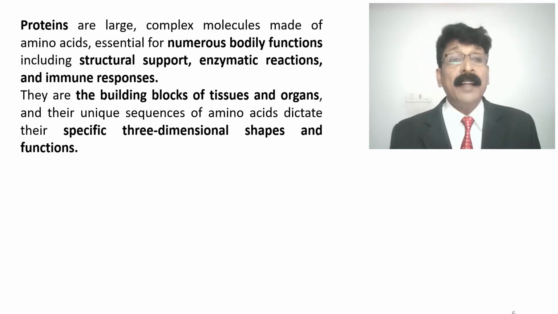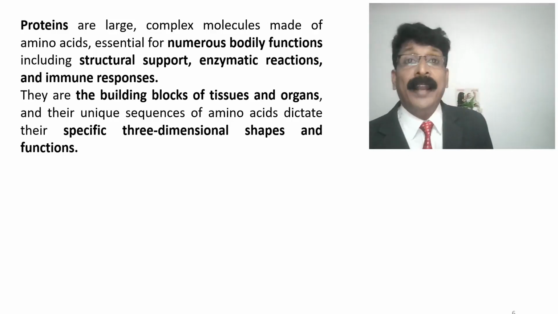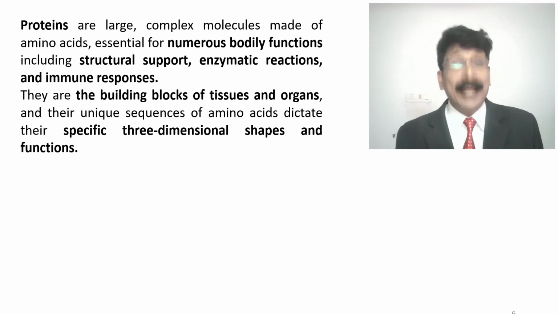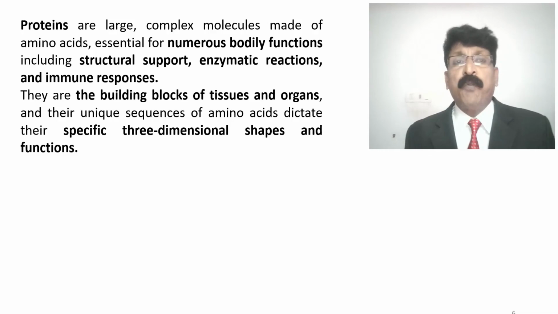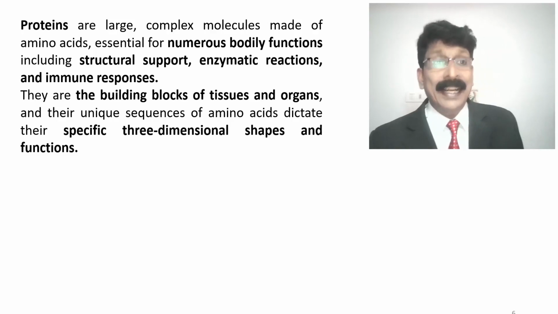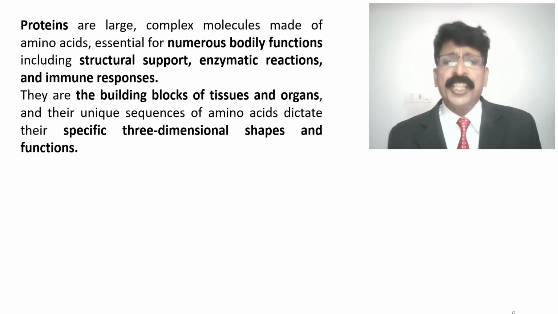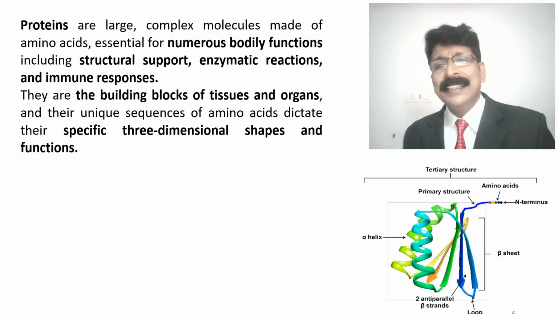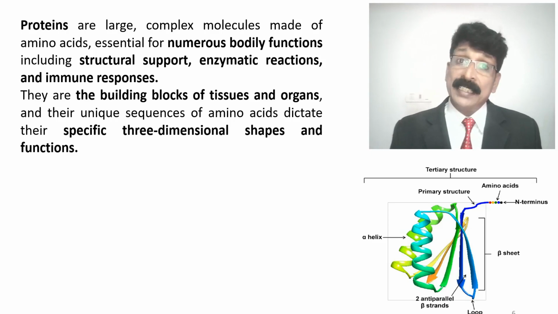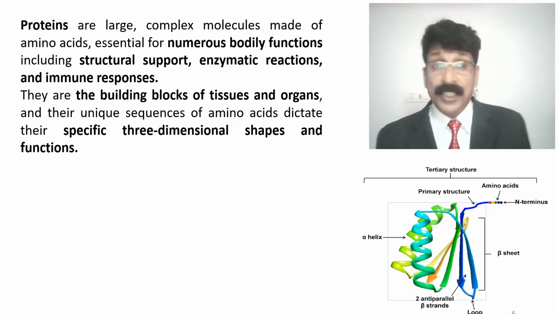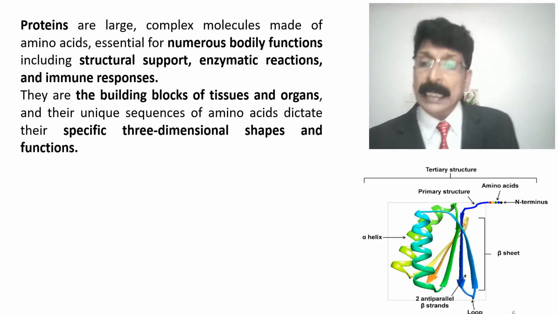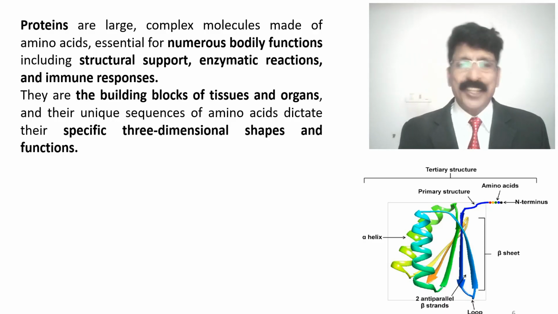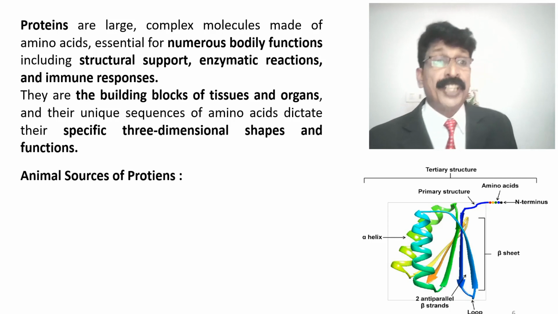They are the building blocks of tissues and organs, and their unique sequence of amino acids dictates their specific three-dimensional shape and functions. As shown in the picture, you can see the tertiary structure, primary structure, alpha-helical structure, and two anti-parallel beta strands with a loop shown in the beta sheets, which can be seen very clearly, showing the three-dimensional shape and function of the protein.